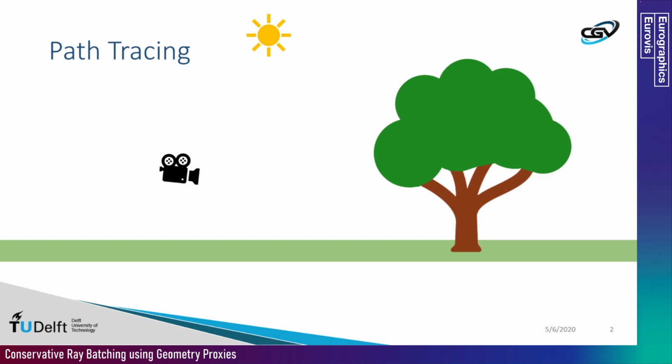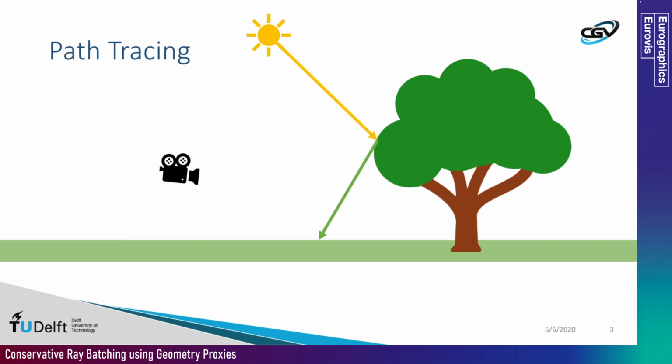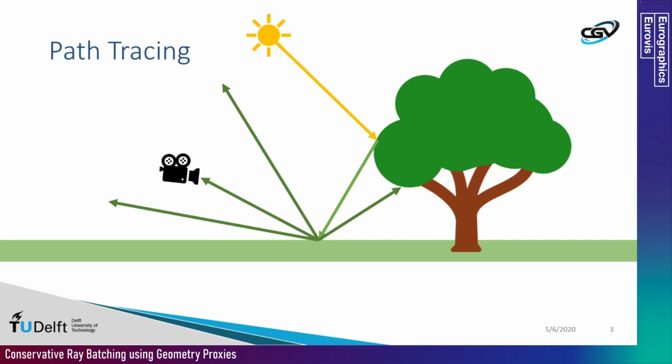Let's start with a quick introduction to path tracing. Imagine we have this scene with a grass field, a tree, the sun, and our camera. The sun emits light onto the tree, and the tree reflects this light into all directions, a small percentage of which goes towards our camera. When that reflected light hits a surface, such as the grass, then it again reflects into all directions, again, a small part of which may reach our camera.